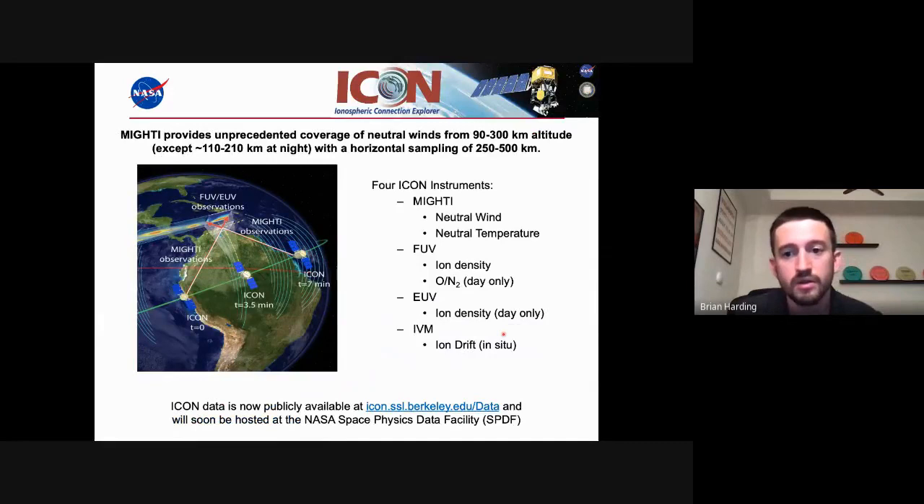Okay, so in conclusion, I'll leave you with this. We're really excited about the opportunities that Mighty and the other instruments on ICON bring for the community. Mighty is not the first wind sensor. There's Hardy, Windy, Tidy, but of course Mighty takes advantage of what I mentioned. The continuous coverage, no duty cycling.